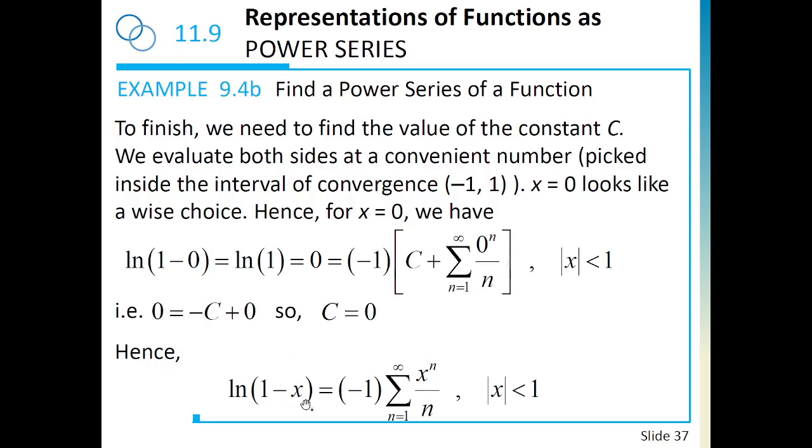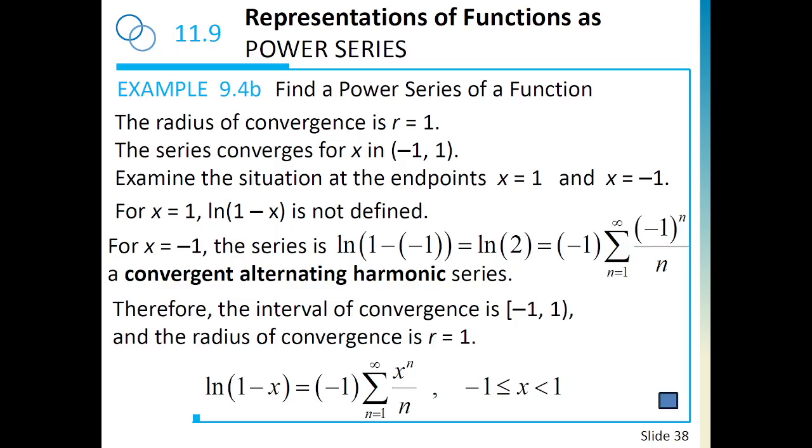So now we know that our function ln(1 minus x) is equal to this series with the minus 1 in front. And it's true for all values of x between negative 1 and 1. Now we want to see what's happening at the endpoints. Maybe one of them is included, maybe not, I don't know, let's see. Obviously at x equal 1, ln(1 minus x) is not defined. So the equality cannot be true at x equal 1. Fine, so forget about x equal 1.